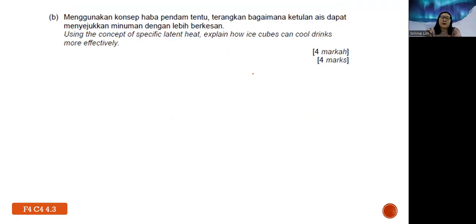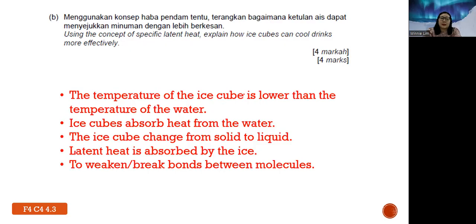Okay, so you can start by mentioning the temperature first. So initially the ice cube has a lower temperature than the water. And then next thing, when ice melts, what happens? You absorb or release heat? You absorb the heat. So that's why you cause the surrounding to become lower in temperature. Yeah, so this is the idea that links to specific latent heat.